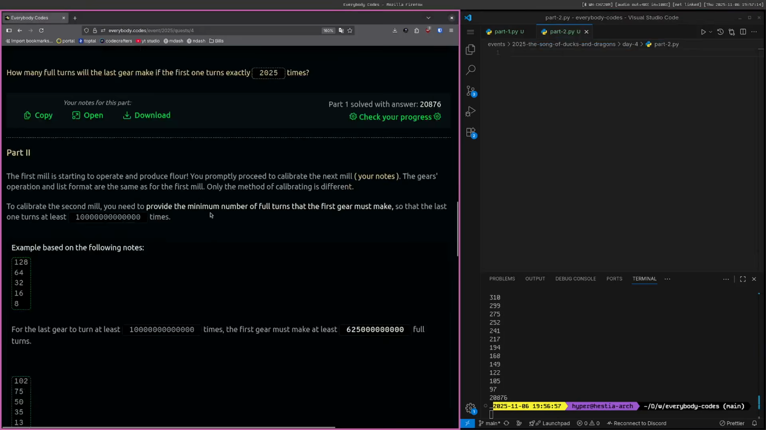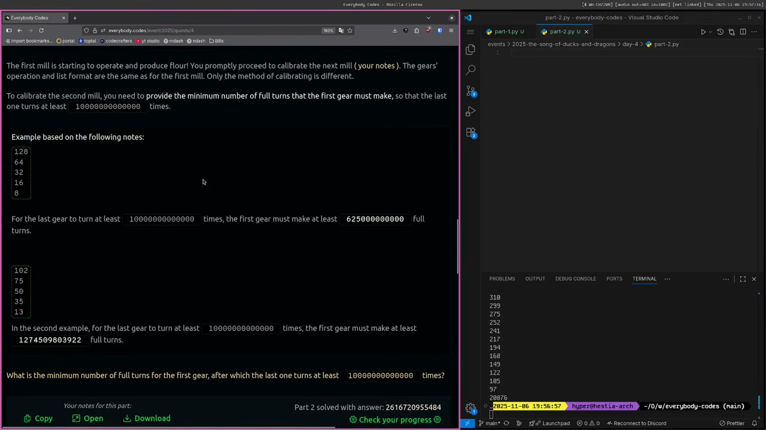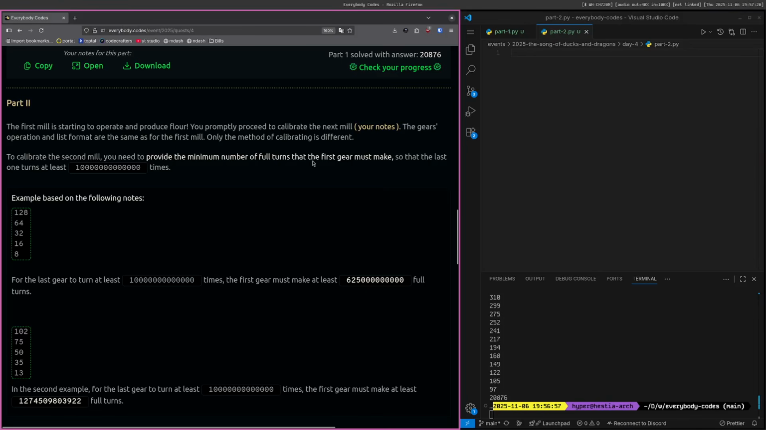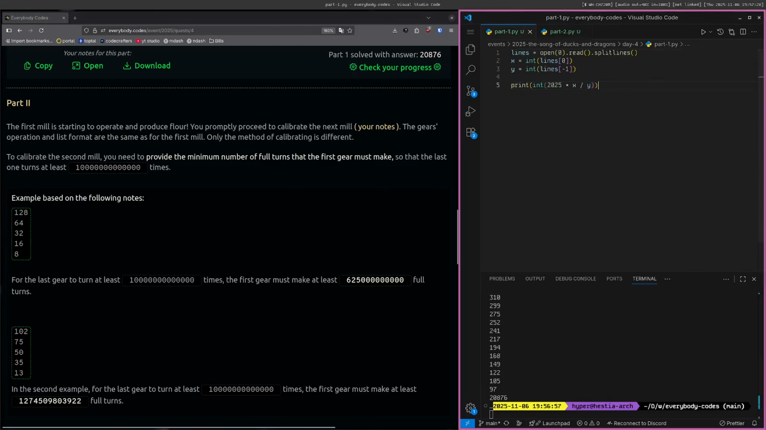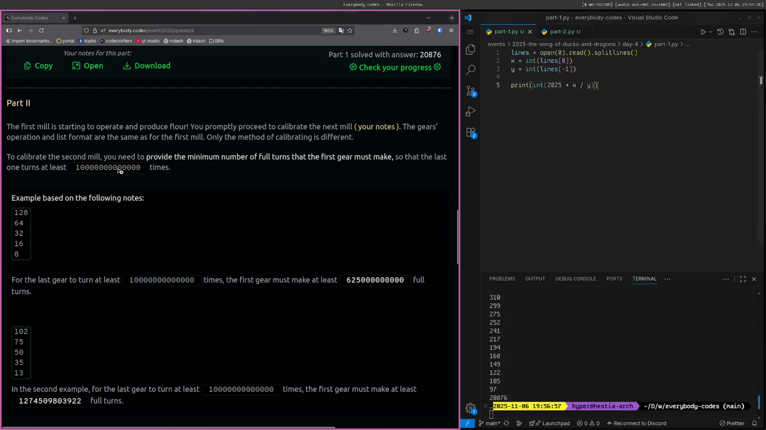Looking at part 2, fairly straightforward still. We are now asked to determine the minimum number of full turns of the first gear in order to turn the last one at least this many times. And so we're basically inverting the ratio here. First time we're asking if we turn X this many times, how many times have we turned Y? Now we're asking if we turn Y this many times, how many times does that turn X?